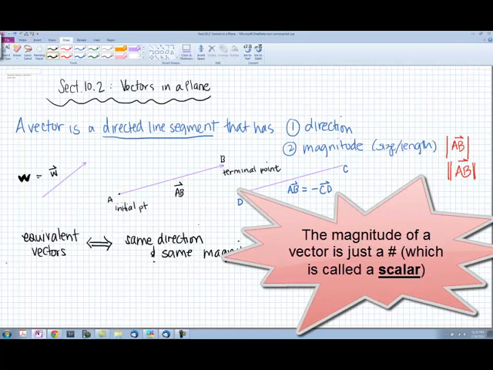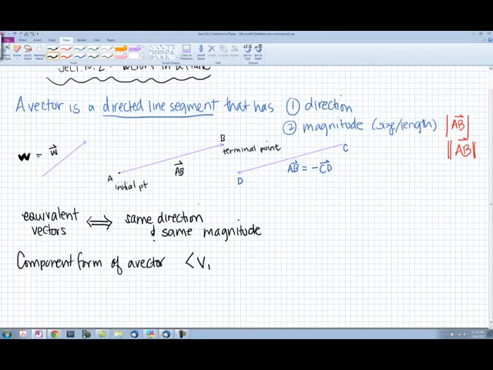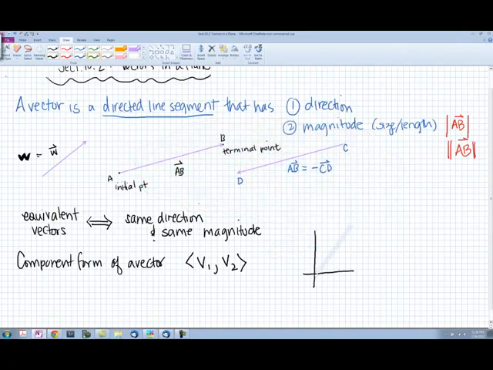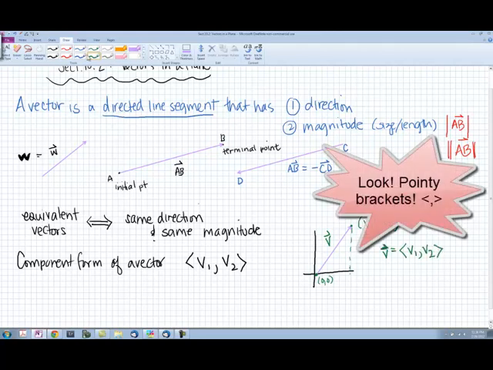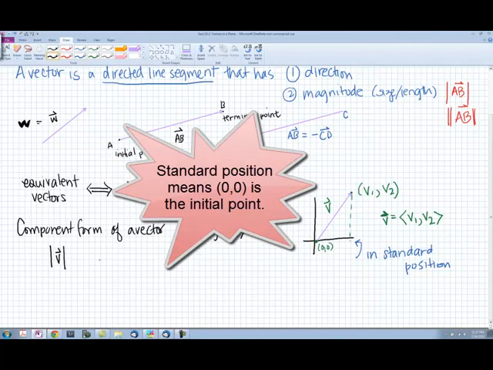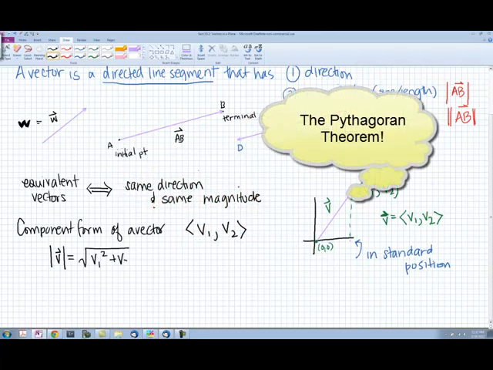There is something called component form of a vector, and there's also something called the linear combination form of a vector. With component form of a vector, we use these pointy brackets, ⟨v1, v2⟩. If you have a vector starting from the origin, so if its initial point is at the origin, and the terminal point is at some coordinate (v1, v2), we would call this vector v, and we would say it equals ⟨v1, v2⟩. And this vector is also in standard position. If I were to say, find me the magnitude of vector v, that would be equal to the square root of v1 squared plus v2 squared.